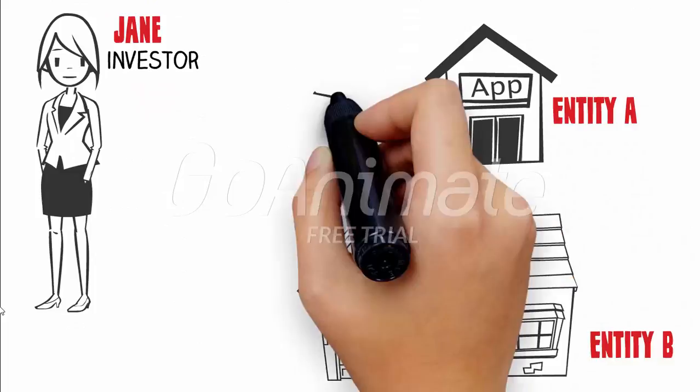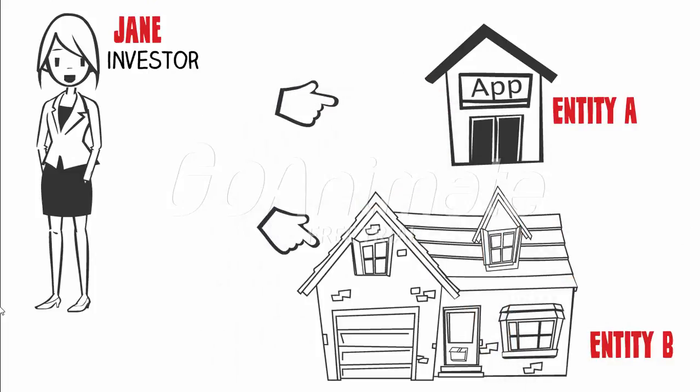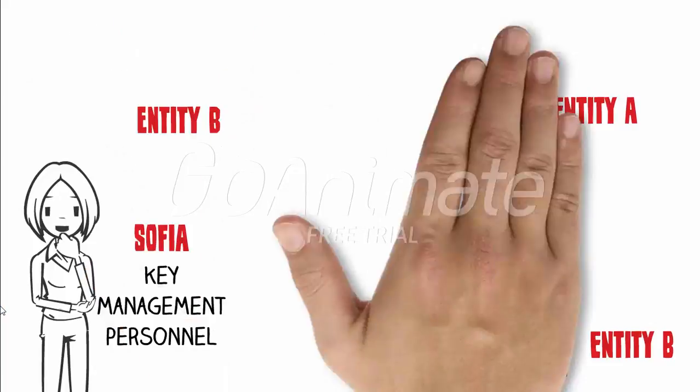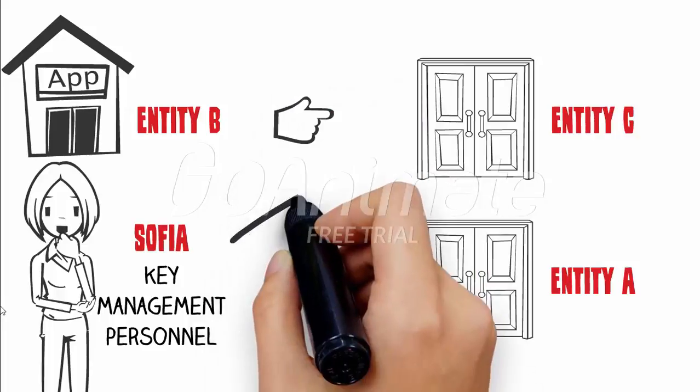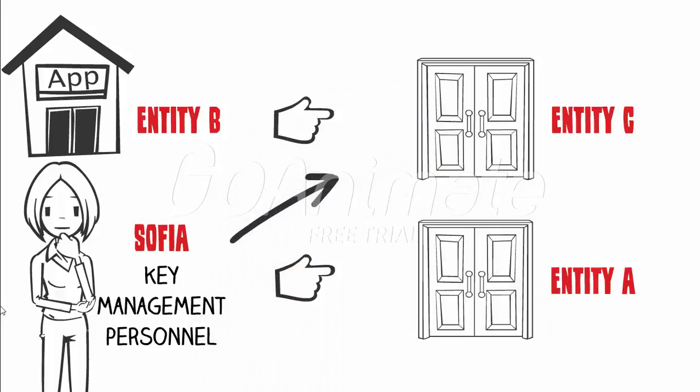Jane has an investment in entity A and B. For entity A's financial statements, if Jane controls or jointly controls entity A, entity B is related to entity A when Jane has control, joint control, or significant influence over entity B. Secondly, Sophia has a 100% investment in entity A, and is a member of the key management personnel of entity C. Entity B has a 100% investment in entity C.